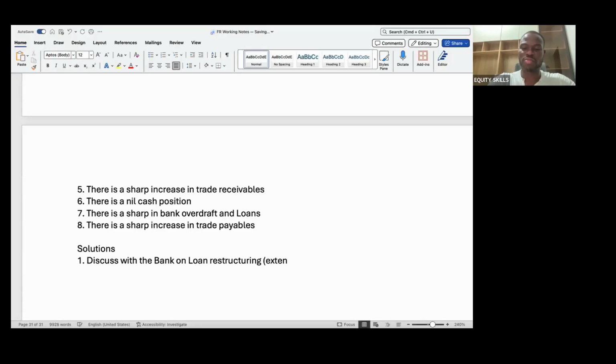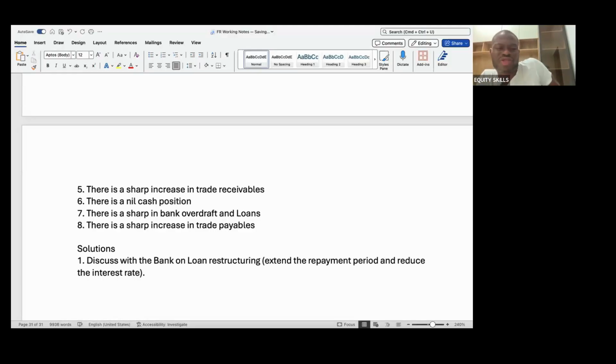We are saying, okay, please, can you extend the repayment period and reduce the interest rates or the amount of interest you will pay? Help us reduce not just interest rates but the interest amounts. So they can say, okay, your interest has accumulated to 50 million, you can just pay 10 million.